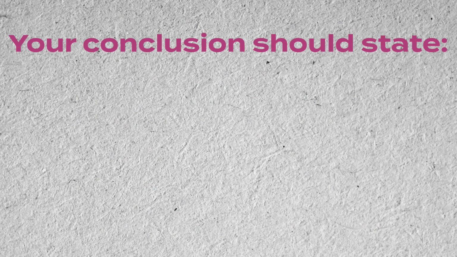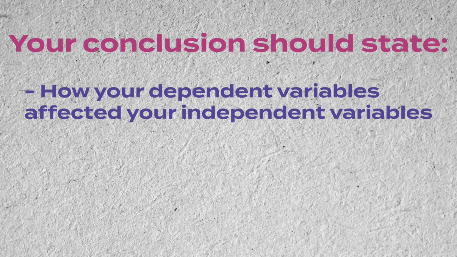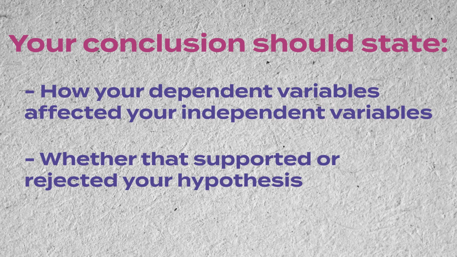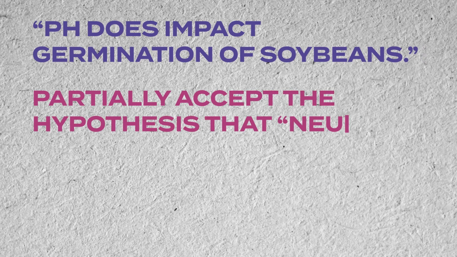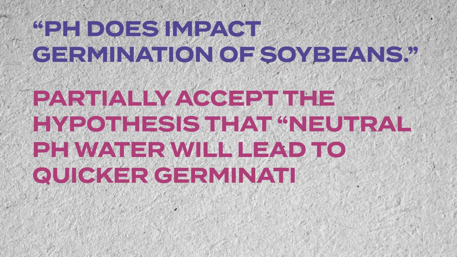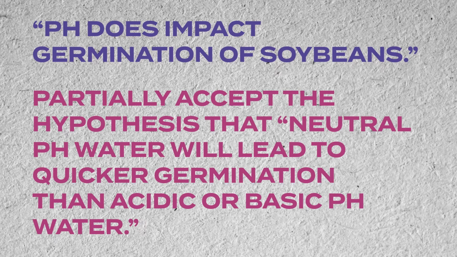Your conclusion should state how your dependent variables affected your independent variables and should state whether that supported or rejected your hypothesis. In the previous example, we can say that pH does impact germination of soybeans and partially accept the hypothesis that neutral pH water will lead to quicker germination than acidic or basic pH water.